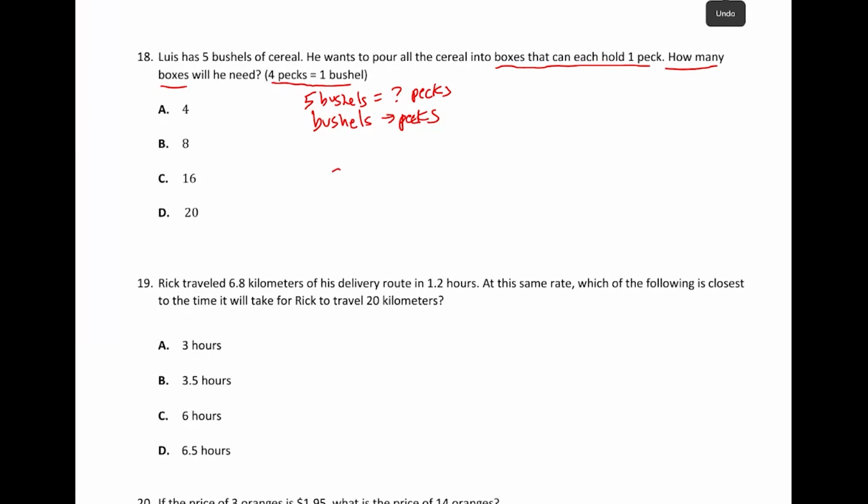Okay, so we're going to start with that 5 bushels. We're converting to pecks here. The conversion's given. 1 bushel is the same as 4 pecks. So 5 times 4 is 20. So 20 pecks. Each peck is 1 box. So yeah, we got 20.